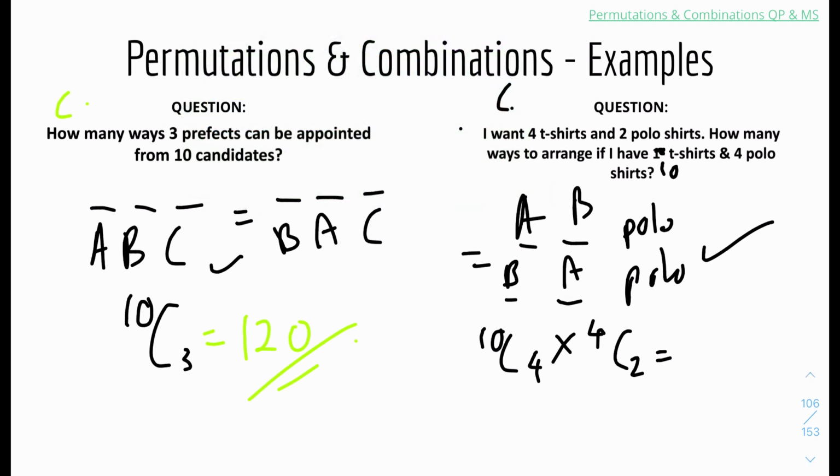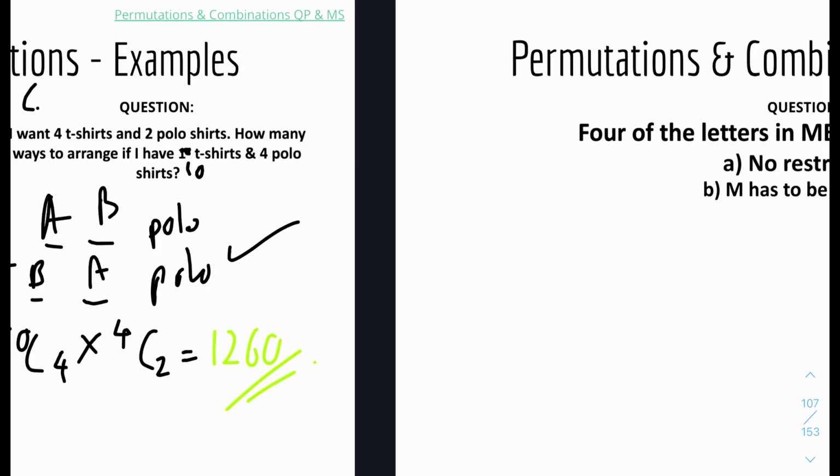And if you put 10C4 into a calculator, it will be 210, and 210 times 4C2 will get us 1260. That's the answer. And now we move on to a new question.